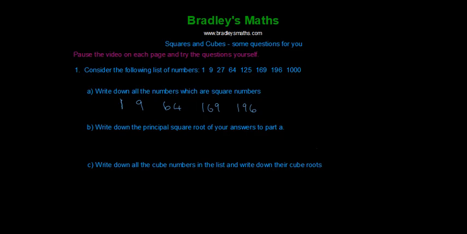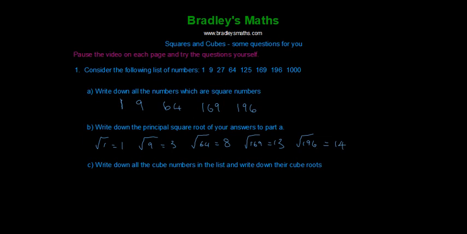Write down the principal square root of your answers to part A. So the square root of 1 is 1. The principal square root of 9 is 3. The principal square root of 64 is 8. The principal square root of 169 is 13, and the principal square root of 196 is 14. There we go.